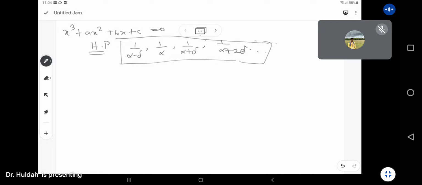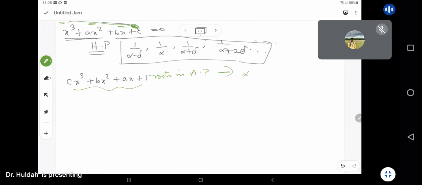Or another easy method is, if the roots of this equation are in HP, I can write the reciprocal equation from behind: c x cube plus b x squared plus a x plus 1. See how I'm writing? I've written it from behind. This is the highest coefficient, then the x squared, x cube, x and constant, like that. This equation will have roots in AP. So this equation will have roots like this. Understood? So that is a relation between HP and AP.